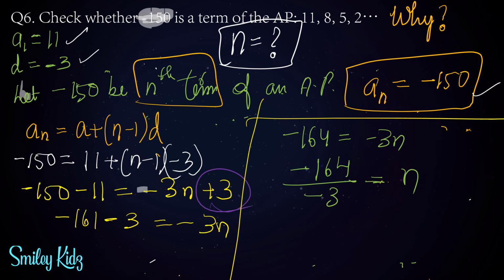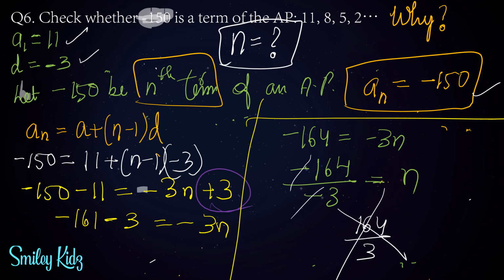Here it is in multiplication. When it goes to the other side, it turns out to be dividing, isn't it? So now minus and minus get cancelled. But is 164 divisible by 3? No. Isn't it? When 164 is not divisible by 3, that means this is not a term of the AP.